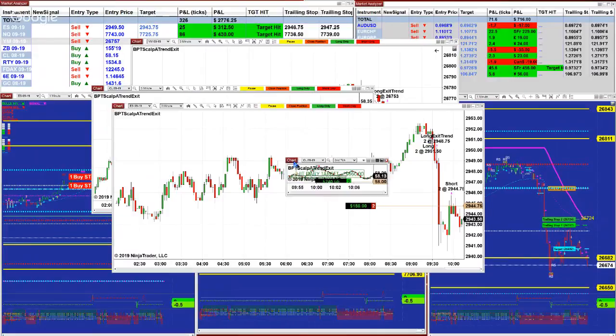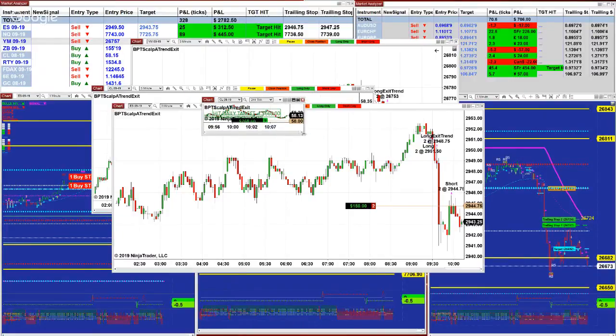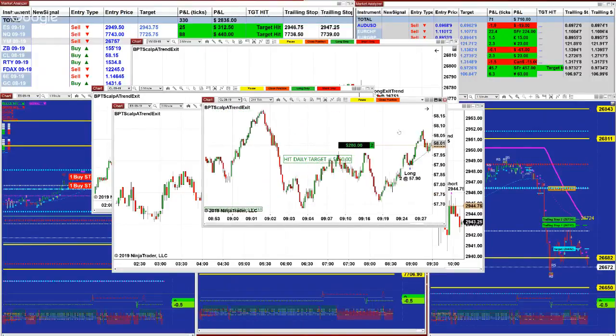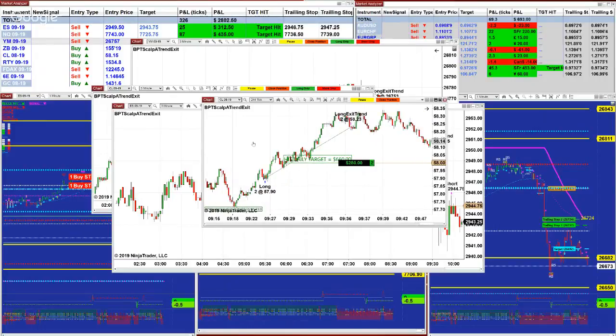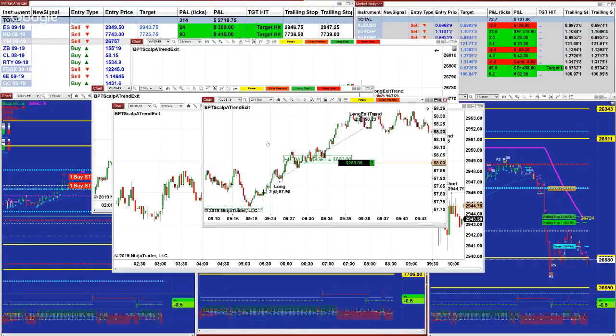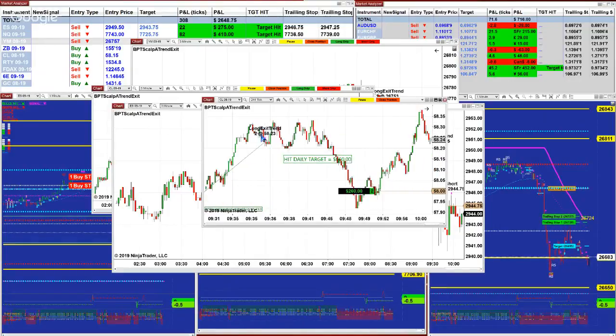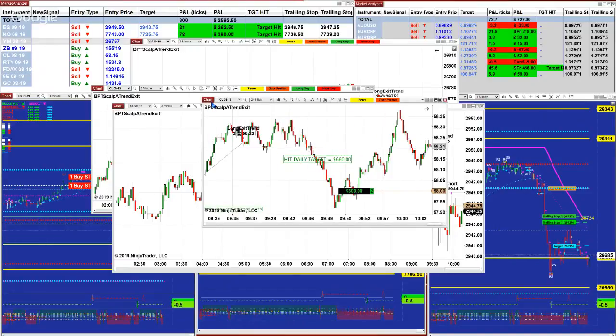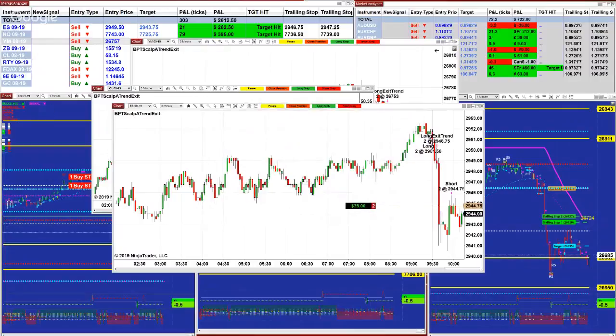Immediately on the CL, 244 ticks already has hit the target. It was a little movement earlier today on the CL. Took one trade on the CL at 9:22, and it was done at 9:35, a few minutes, and it hit the target. So there is not much going on at the moment because of the lack of movement.